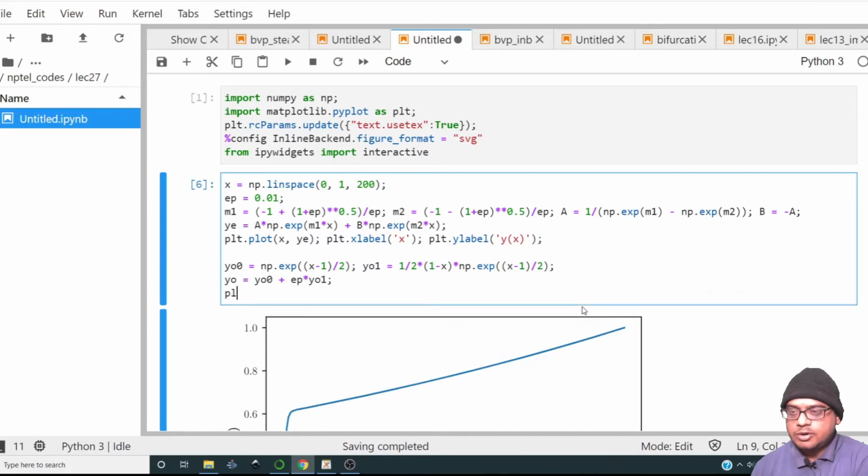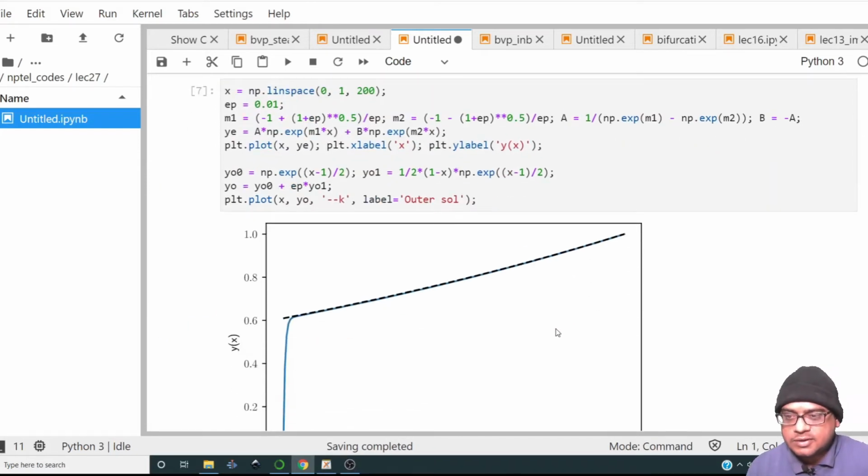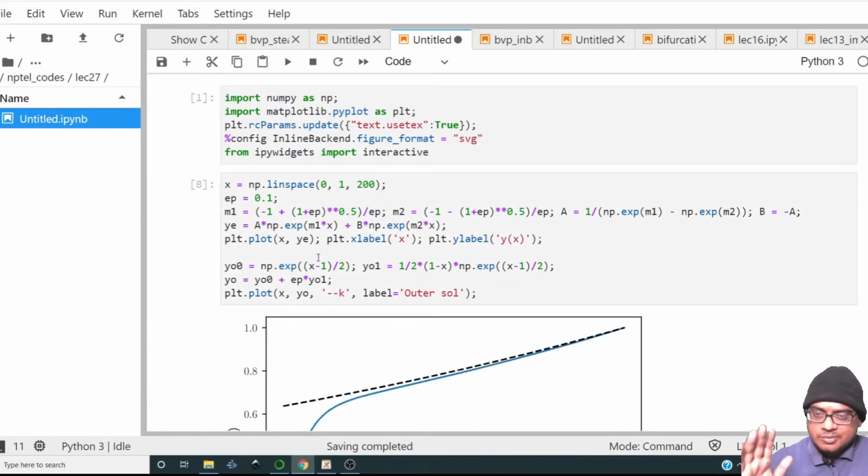Then we simply plot. Let's give it a label. I'll call it outer solution. In fact, let me make it a dashed line style. So let me run this and see what happens. Oh, excellent. So let me reduce this parameter a bit. Rather, let me increase the parameter a bit.